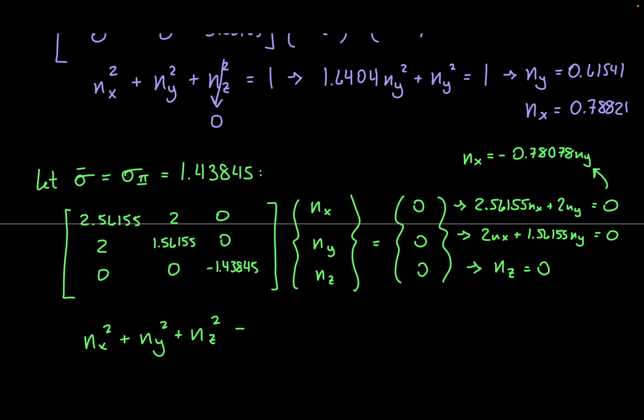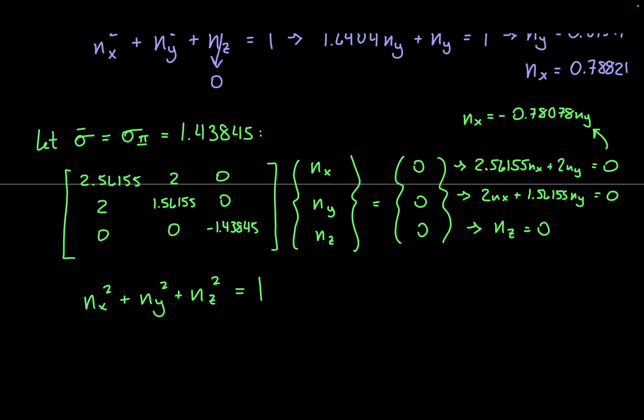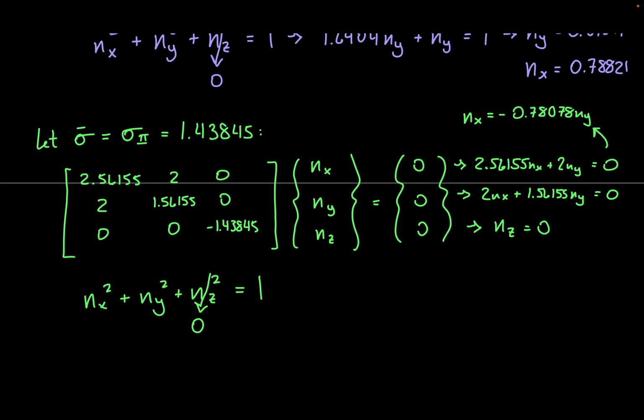And then like before, we're still going to have nx squared plus ny squared plus nz squared, because that relationship is the same. It's going to be equal to 1. And that's because essentially n is a unit vector, and all unit vectors have a magnitude of 1. And then what we can do is nz is going to be equal to 0, so we can cross that out, and then we can substitute for n sub x. So that'll give 0.60961 ny squared plus 1 times ny squared equal to 1.